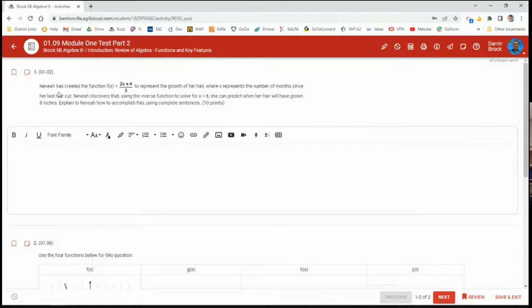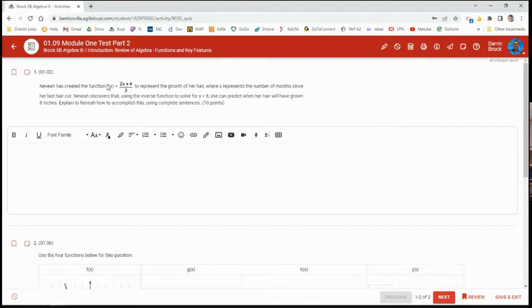Navia has created the function f of x equals (2x plus 4) over 3. And like I say, yours may be a different problem, but it'll be the same type of problem. It represents the growth of her hair, where x represents the number of months since her last haircut. There's the x. Navia discovers that using the inverse function to solve for x equals 8, she can predict when her hair will have grown 8 inches. So explain how to accomplish this using complete sentences.